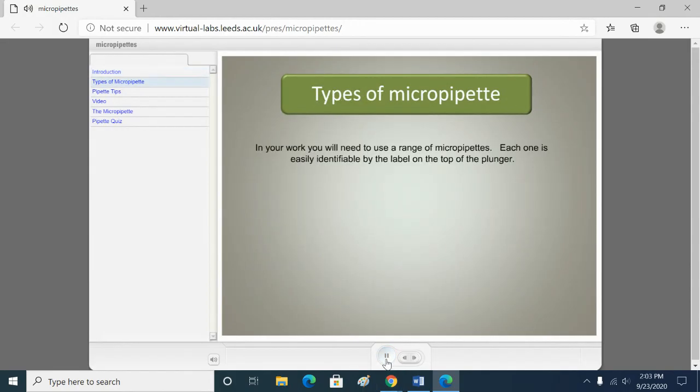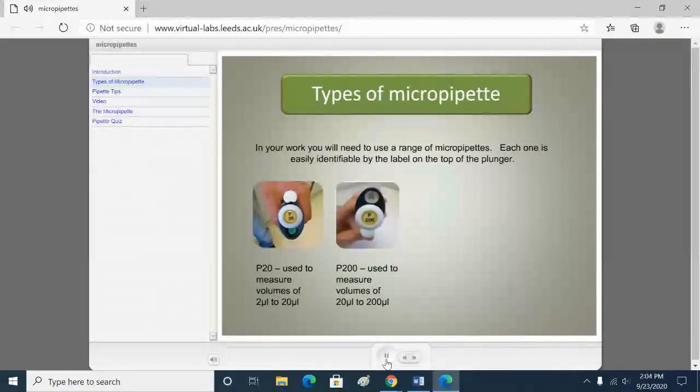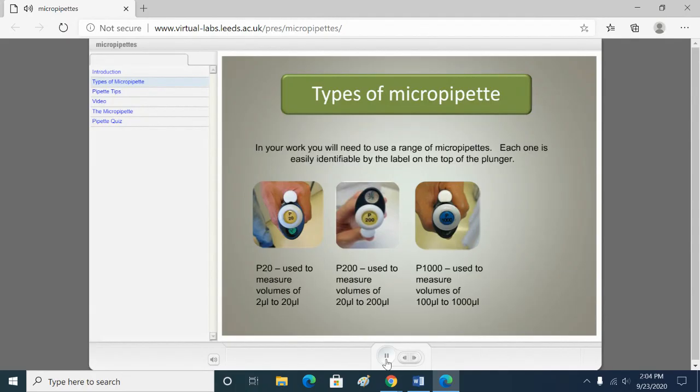In your work, you will need to use a range of micropipettes. Each one is easily identifiable by the label on the top of the plunger. The P20 is used to measure volumes of 2 microliters to 20 microliters. The P200 is used to measure volumes of 20 microliters to 200 microliters. The P1000 is used to measure volumes of 100 microliters to 1000 microliters. And a P5000 is used to measure volumes of 1000 microliters to 5000 microliters.